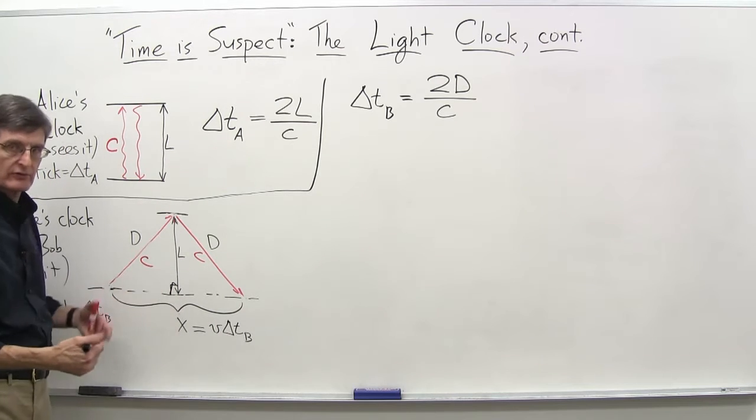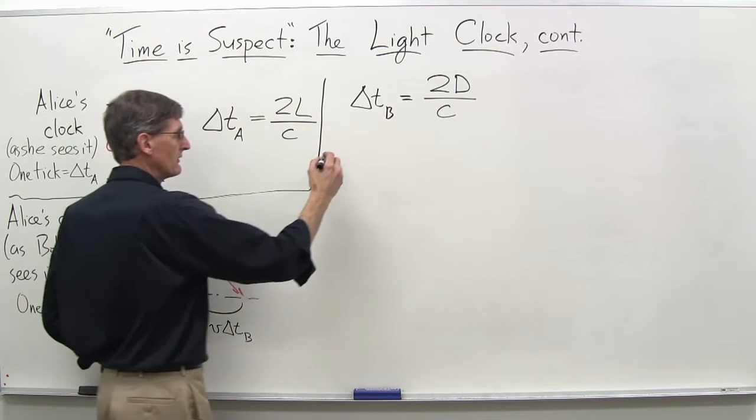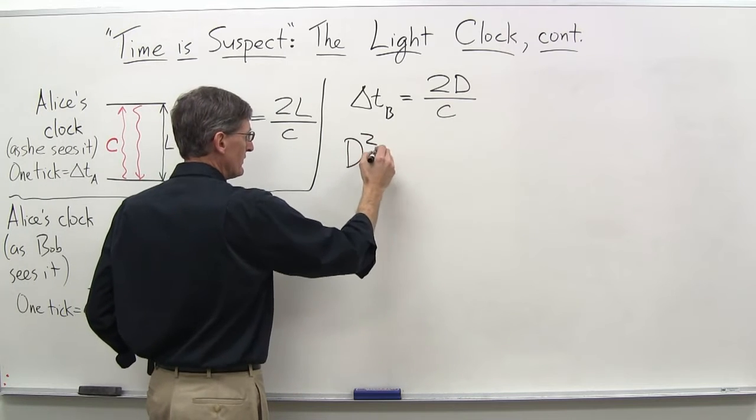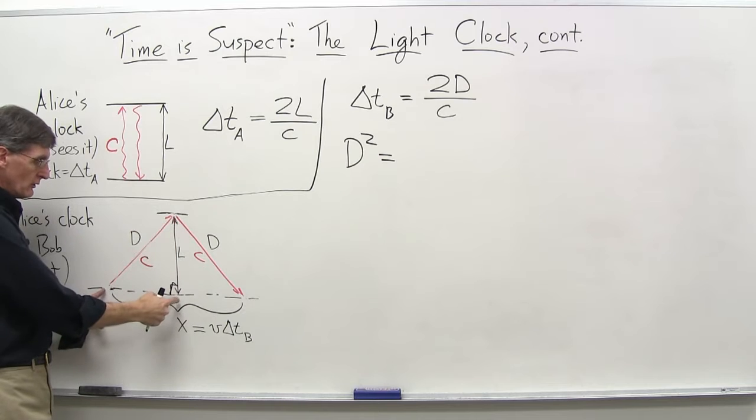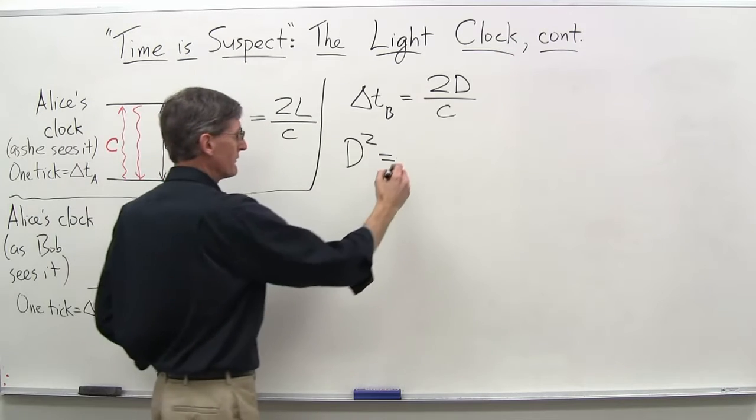So let's just start writing that down here. Let's say, okay, Pythagorean theorem says that d squared equals L squared plus (x over 2) squared. We'll just write that first.